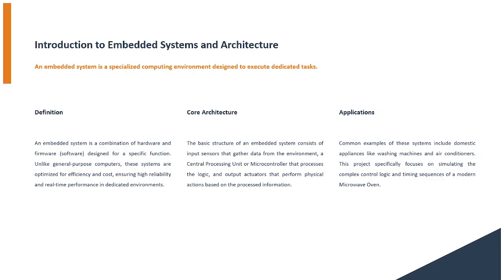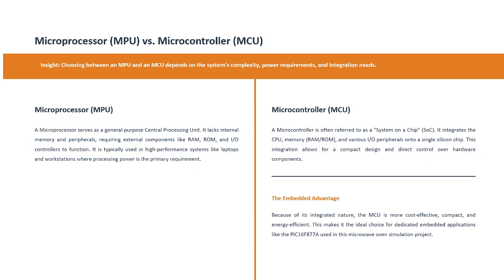The basic structure of an embedded system consists of an input sensor that gathers data from the environment, a central processing unit or a microcontroller that processes the logic, and an output actuator that performs physical actions based on the processed information. What are the applications? Common examples of these systems include domestic appliances like washing machines and air conditioners. This project specifically focuses on simulating the complex logic and timing sequence of a modern microwave oven.